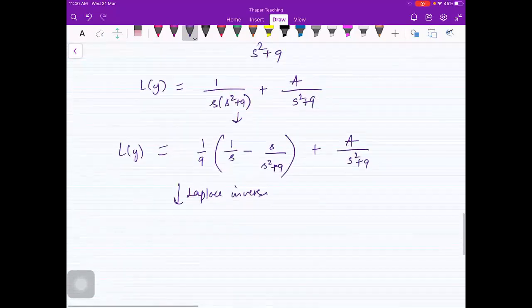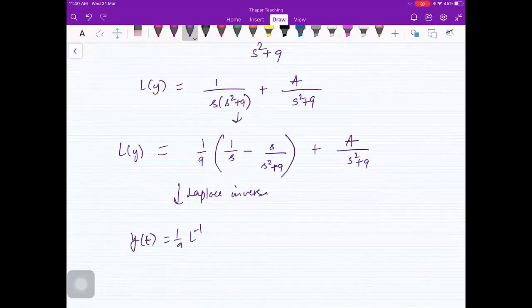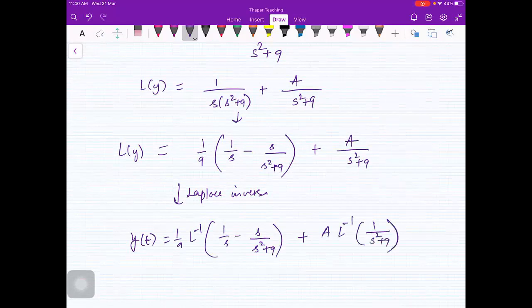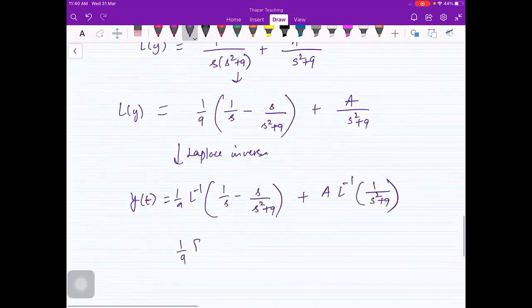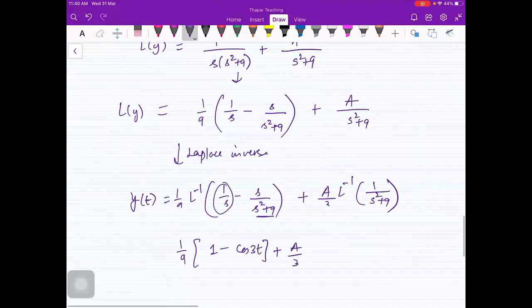So what you'll get, y on the left hand side is equal to L inverse of this thing. So 1 by 9 outside, 1 by s minus s upon s square plus 9, plus a outside, L inverse of 1 upon s square plus 9. So what is this? This is 1 by 9. L inverse of 1 by s is 1. This is cos 3t, plus a by 3. I'll divide by 3 and multiply with 3. So this is sin 3t.